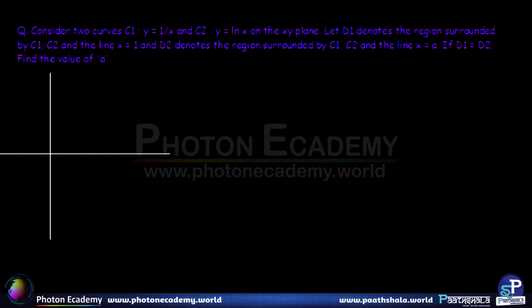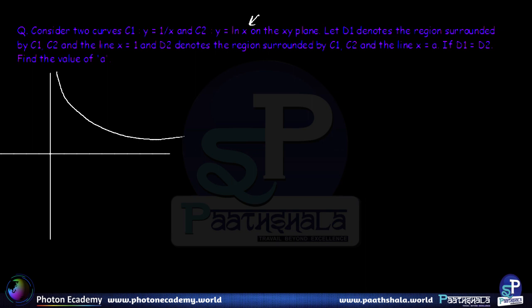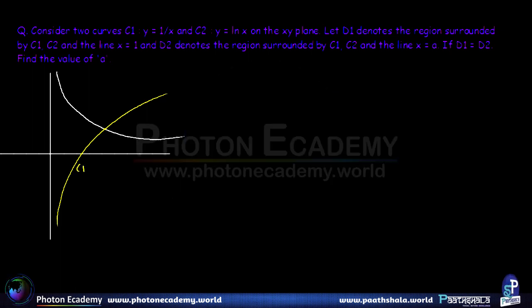y is equal to 1 by x will be a rectangular hyperbola like this, and we will have to draw the graph only for the positive values of x because of ln x, so x cannot be negative, and the graph for y equal to ln x will be like this, and it will intersect the x-axis at the point (1, 0).